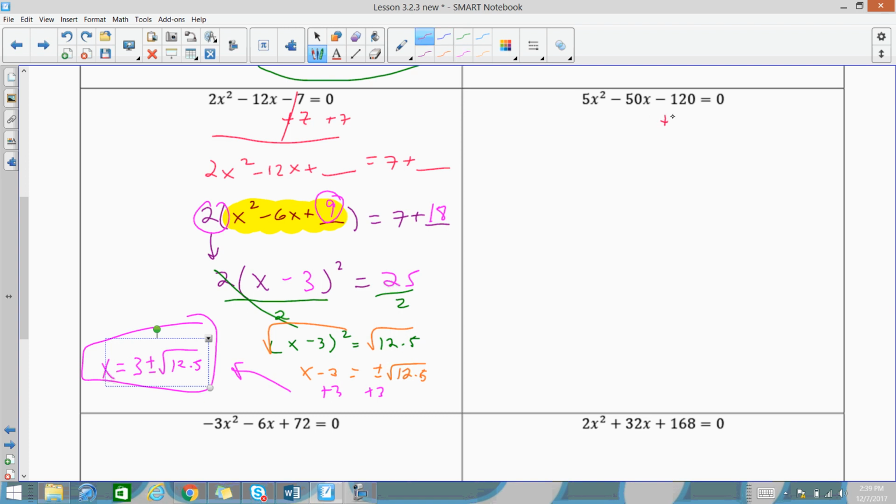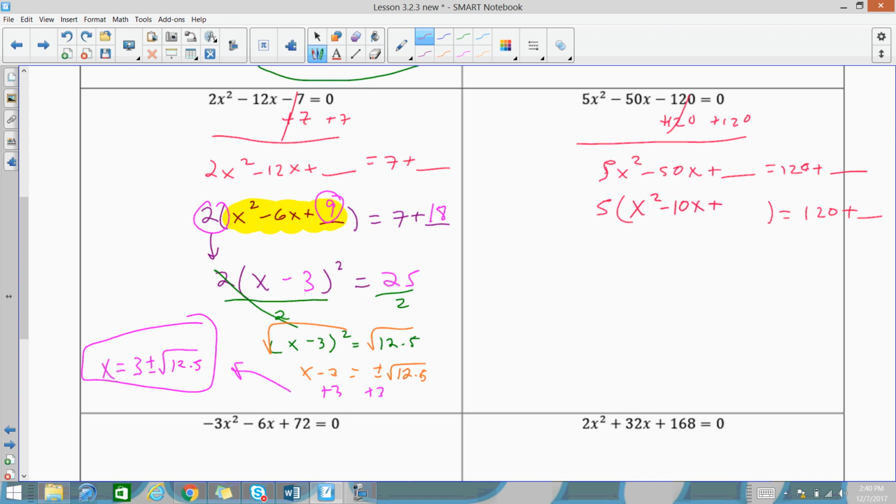So again, move your C value. We do not want the C value, so I'm going to add 120 to both sides. So I get 5x squared minus 50x plus blank equals 120 plus blank. Ooh, that was a nice save. All right, so anyway, this C value is not 1, so we're going to factor out a 5. Then we go back to our trinomial and factor it out. We get x squared minus 10x plus blank.